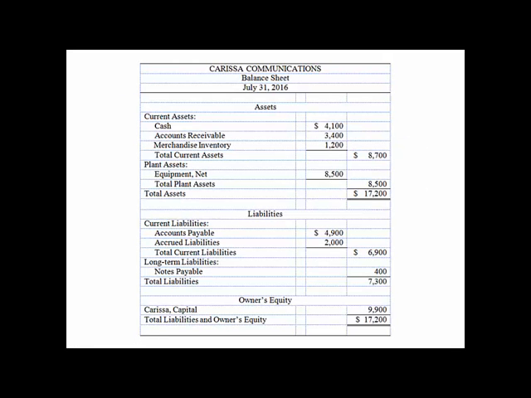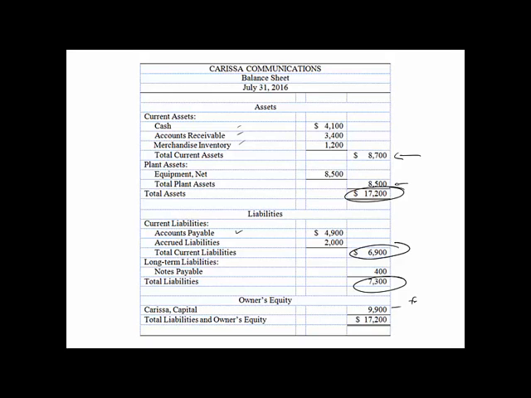And so here's my balance sheet. So my current assets are up here, cash, accounts receivable, and merchandise inventory. So here's my total current assets. And then my plant assets, even though this isn't a plant, we still call them that, but those are my long-term assets here. So here's my total assets. Liabilities, the current liabilities are accounts payable and accrued liabilities. So here's my total current liabilities plus my long-term liabilities. So here's my total liabilities.